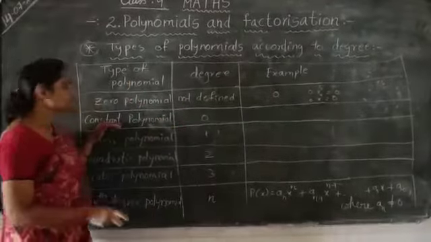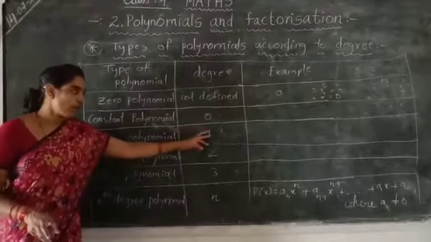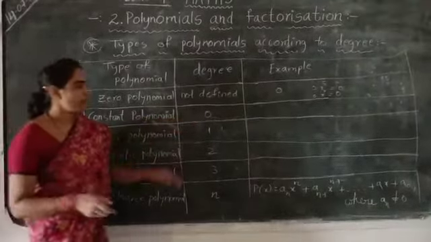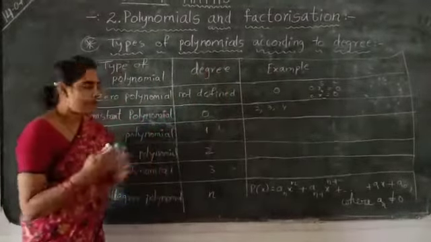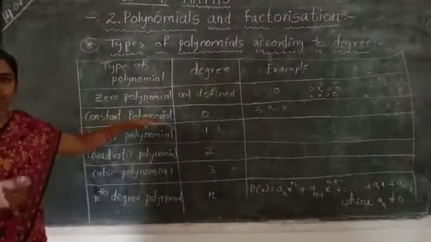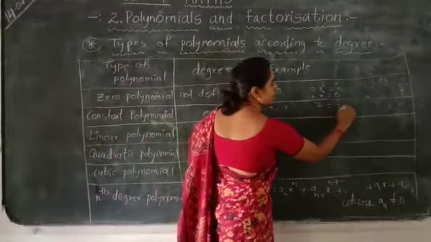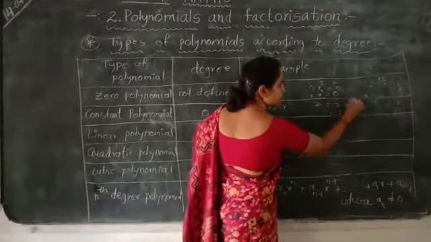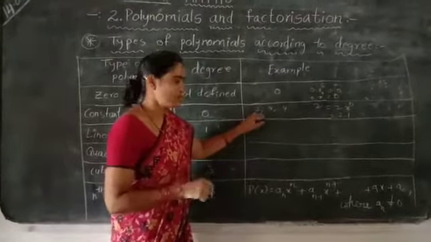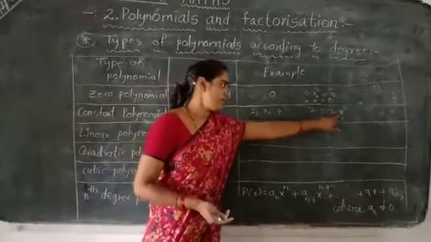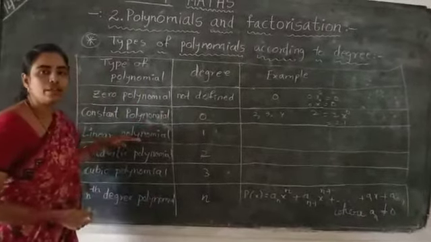Next, coming to the constant polynomial. What is the degree of a constant polynomial? Sorry, 0. Why? Because all constant numbers, that means all numbers, are called constant polynomials. What is the degree of that polynomial? 0. Why? Because 2 can be written as 2 into x power 0. x power 0 means 1, so 2 into 1 is 2. So in all these number cases, we say the degree of the constant polynomial is 0.